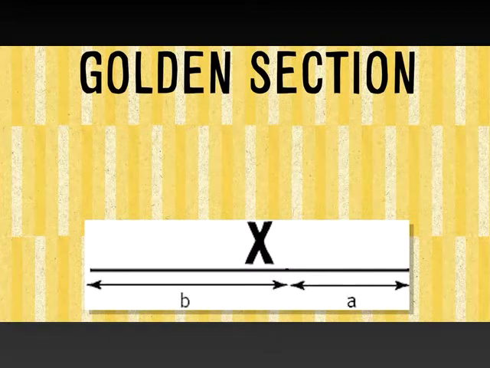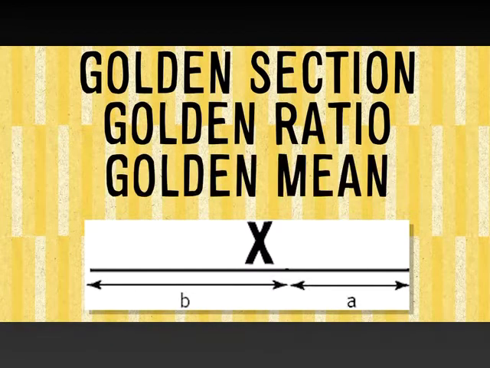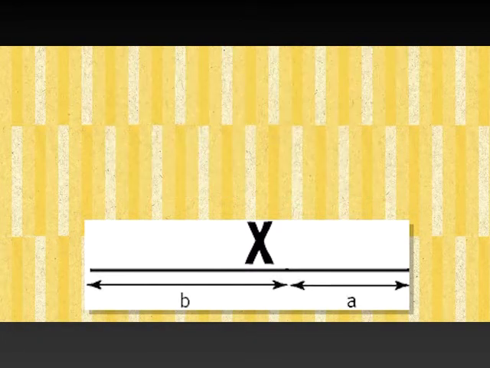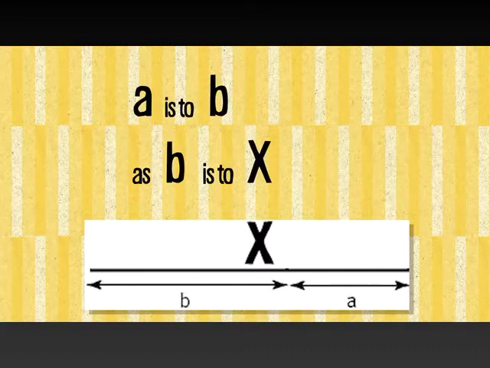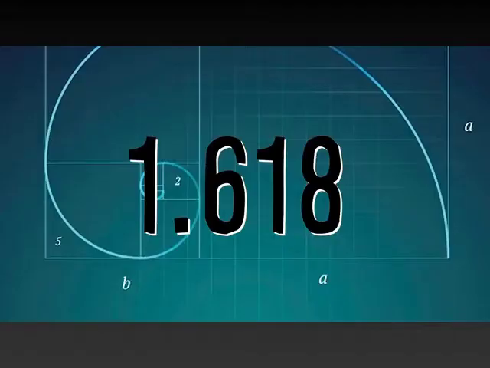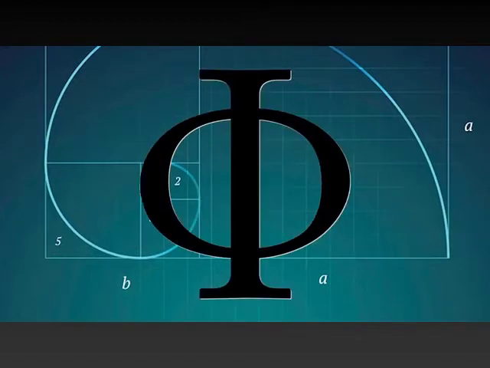which happens at a place known as the golden section, also known as the golden ratio or the golden mean. The golden section is the division that cuts a fixed length in such a way that the shorter portion bears the same ratio to the longer portion as the longer portion bears to the whole length. The actual ratio is about 1.618, often written as the Greek letter phi.